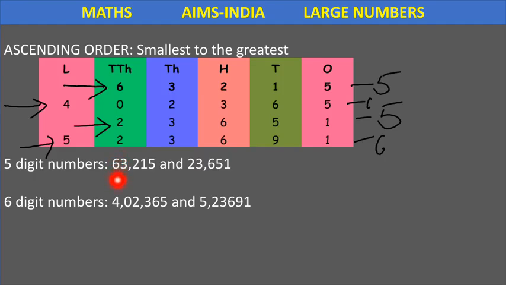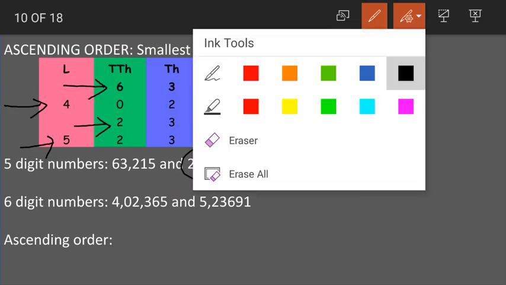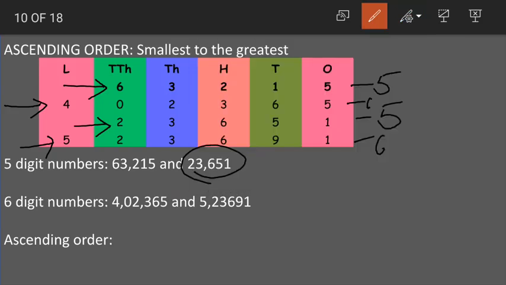Coming to the first digit, we are having 6 here and we are having 2. Now when we compare 6 and 2, which is the smaller number, children? Yes, 2 is the smaller number. So 23,651 becomes the smallest number. Let us write the first number here. 23,651 is the smallest number.